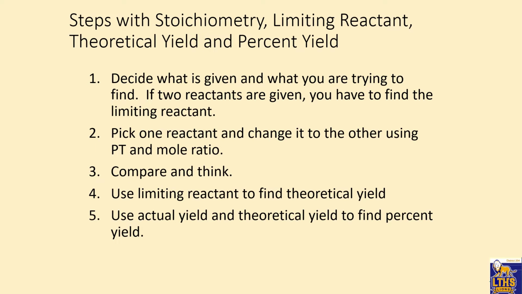First, decide what is given in the problem and what you are trying to find. I call given G and I call find F. If two reactants are given, you have to find the limiting reactant. How do you find the limiting reactant? Pick one reactant and change it into the other reactant using the periodic table and mole ratios. Then compare the answer you get from turning one reactant into another and think about what it means. What does it mean?